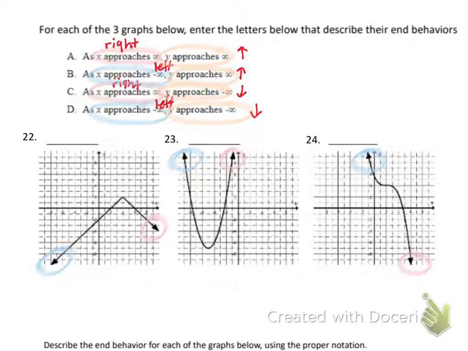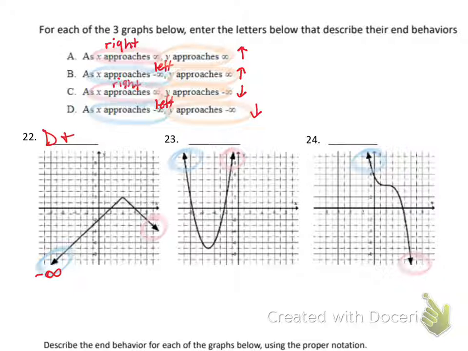So let's look at this one, because they want me to write the letter, not really write it out. But the left side here, so that's in blue, so it's either B or D, but it's going to negative infinity, right? So which one was that? As x approaches negative infinity, B said it went up, but D says as x approaches negative infinity, y approaches negative infinity. So D is the correct answer for the left side of that graph.